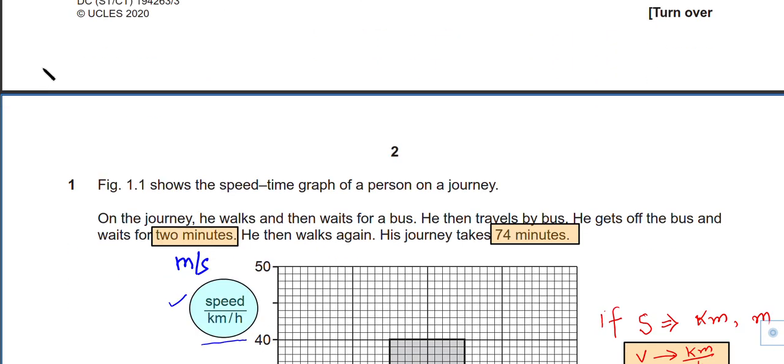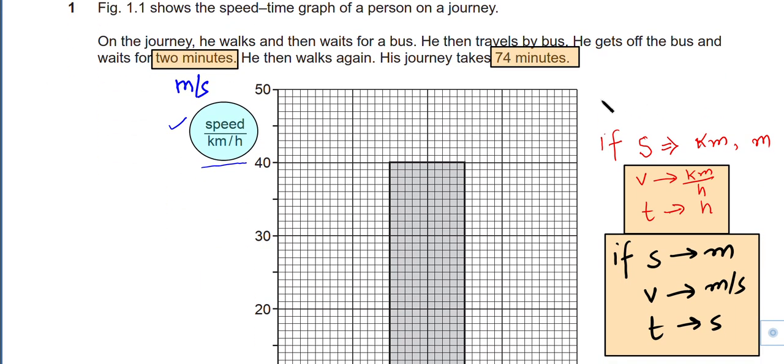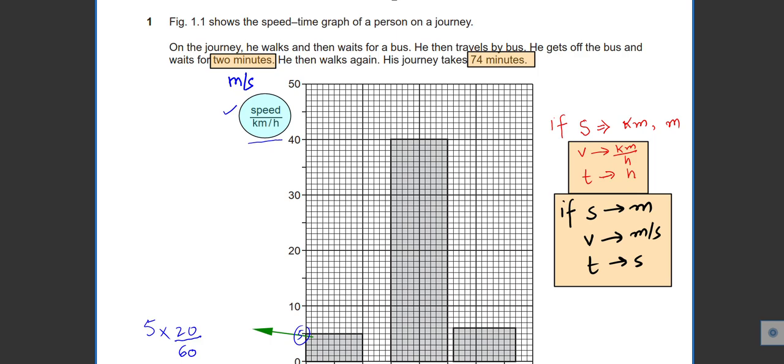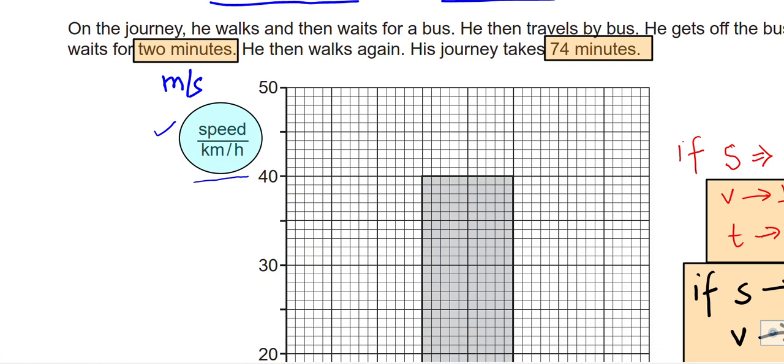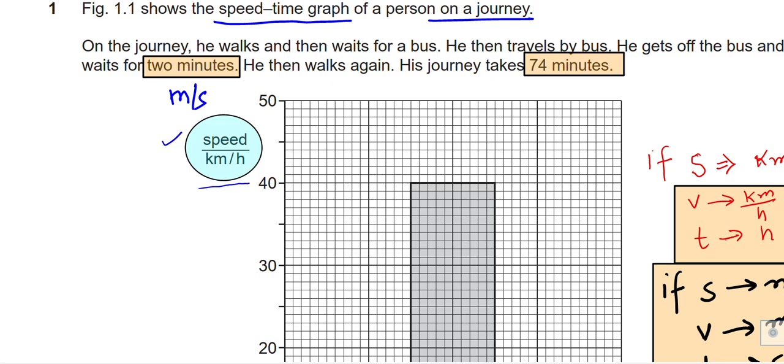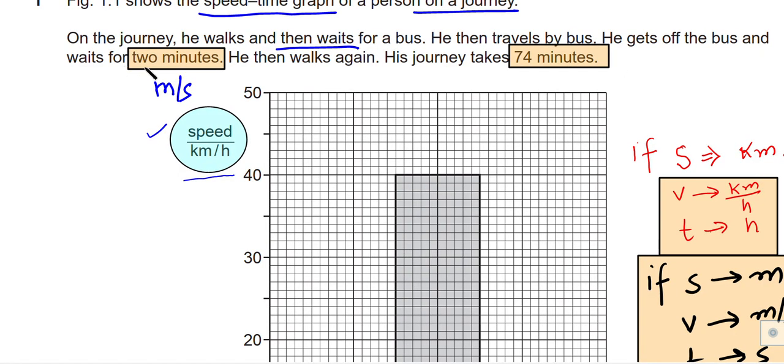Okay, now I was saying that this question was one of the most tricky questions of your kinematics questions. It is said that there is a speed time graph of a person on a journey. He walks and then waits for the bus, then he travels by the bus, then he gets off and waits for 2 minutes, then he walks again, and the entire journey is 74 minutes.